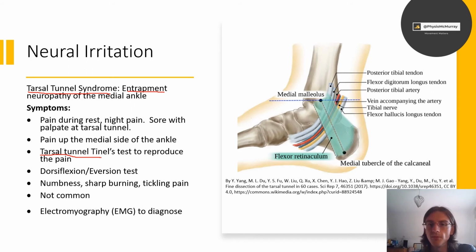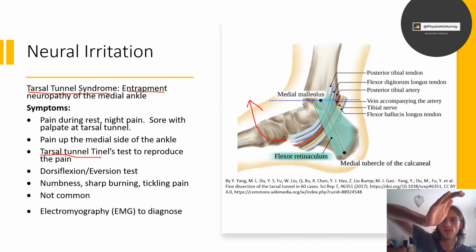You'd also get pain up the medial side, so the inside of the ankle going up there. If you put your ankle in a weird position, it can stretch the nerve. So if your ankle's going up like this, if you imagine you're dorsiflexing it, then it's going to stretch the nerves that way. And then if you point the ankle outwards, you're going to be stretching them the other way around.